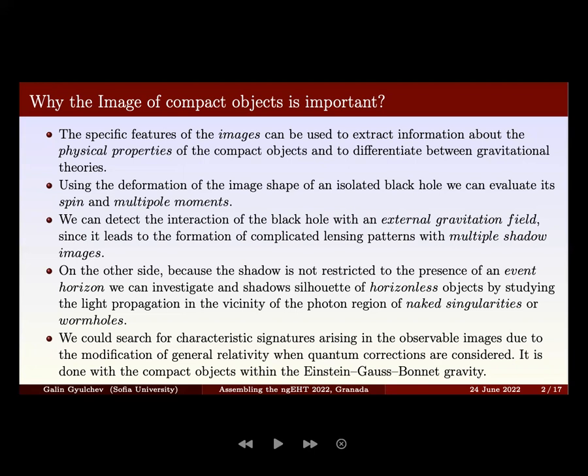Because of this, I have made a brief review of the major problems we have. Of course, these problems are known to everyone, so I will pass to the last one. First, we are interested in how the image of a compact object looks when we modify general relativity, when we consider quantum corrections to the Einstein action. In this case, we consider the image in Einstein-Gauss-Bonnet gravity.